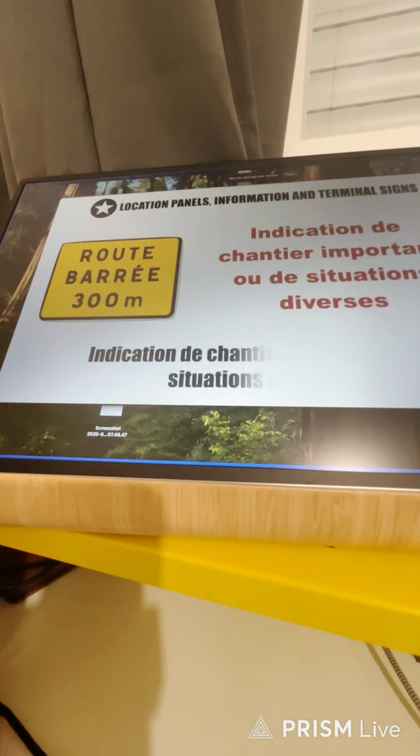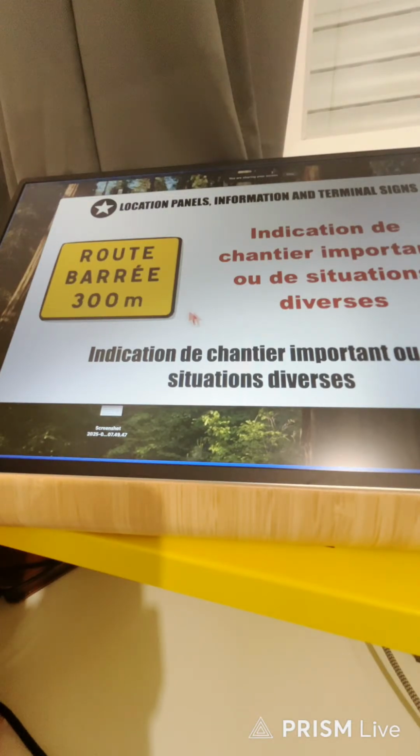The next panel is indication du chantier important or situation diverse. Take note, anywhere I am teaching and you see this word diverse, it means anything can be written here. It's not necessary that it's only what they wrote here that you can see in the panel on the road. That's why they normally put this word diverse. And we know what diverse means in English. Different things. Anything can be written in this panel. This one is just an example.